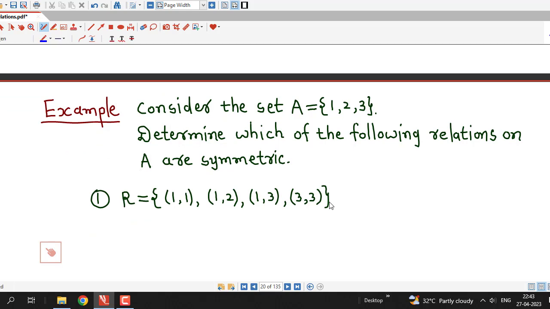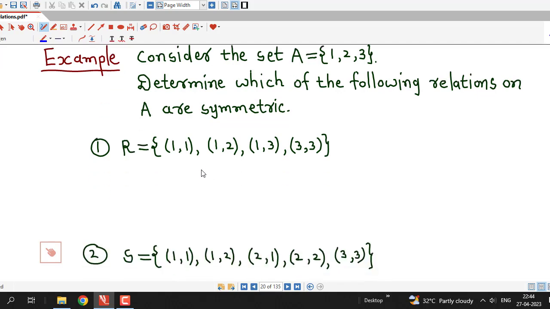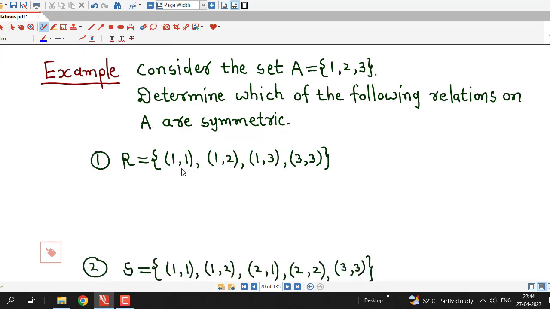We consider this example. We are given the set A equal to 1, 2, 3 and we have to decide which of the following relations on this set A are symmetric. We start with the first relation. Here I start with the element 1, 1 belongs to R. If I change the order of these two, I obtain the same element. Then I come to 1, 2 belongs to R, and if I interchange these two, I must have 2, 1 also present in R if R is symmetric. But here 2, 1 is not present.